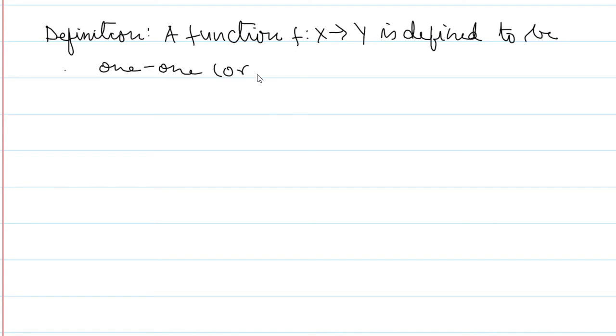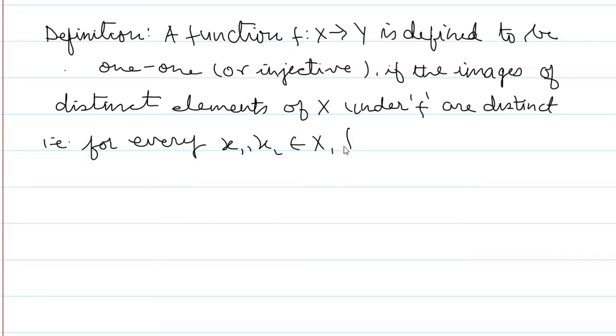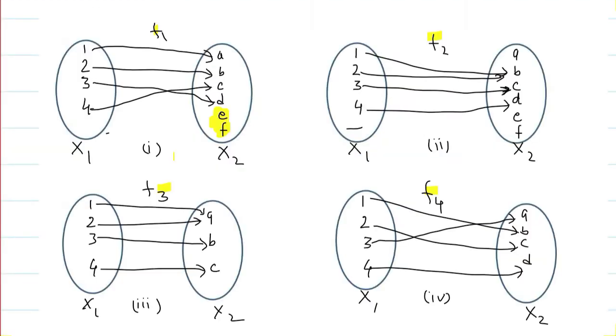First definition: a function f from X to Y is defined to be one-one or injective if the images of distinct elements of X under f are distinct. That is, for every x1, x2 belonging to X, f(x1) equal to f(x2) implies x1 is equal to x2, otherwise f is called many-one. The functions f1 and f4 in figures 1 and 4 are one-one, and the functions f2 and f3 in figures 2 and 3 are many-one.